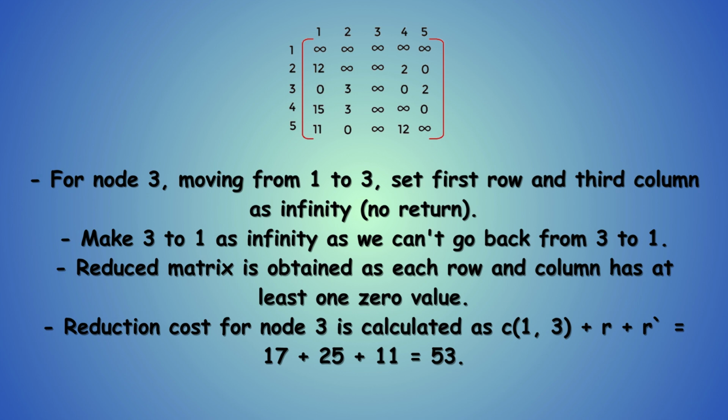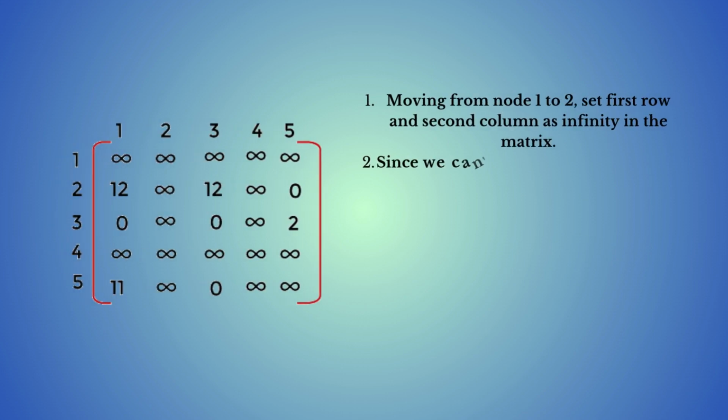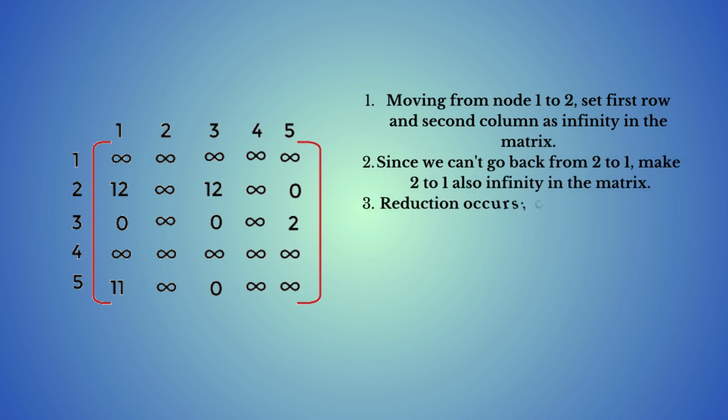This reduction gives a cost of 53, C1,3 RR 17, 25, 11. The matrix is reduced as each row and column has at least one 0. Moving from node 1 to node 2, we update the matrix by making the first row and second column infinity. Since we can't go back, we set 2 to 1 as infinity.